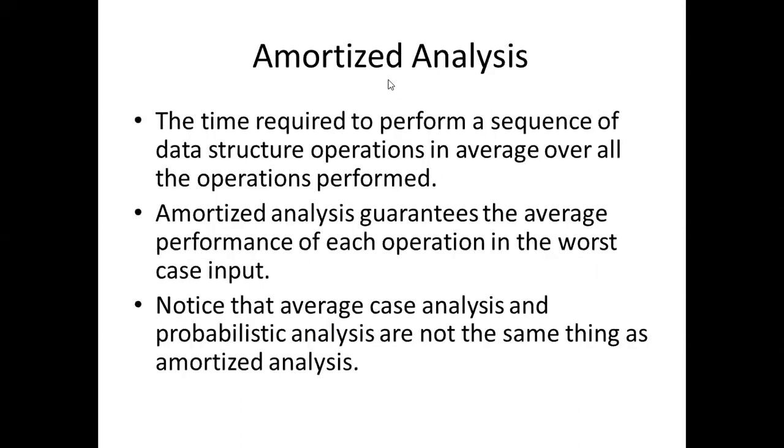So the time required to perform a sequence of data structure operations is averaged over all the operations performed. That is amortized analysis. So amortized analysis guarantees the average performance of each operation in the worst case input. What is the performance of each operation when it is more expensive? That is the worst case. What is the example for worst case and best case?